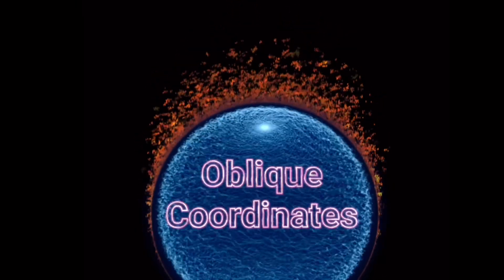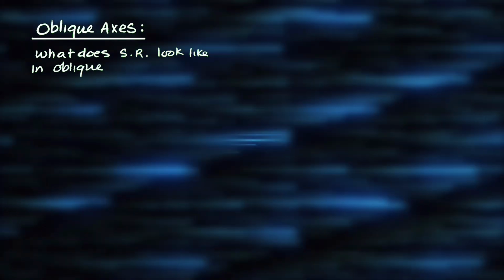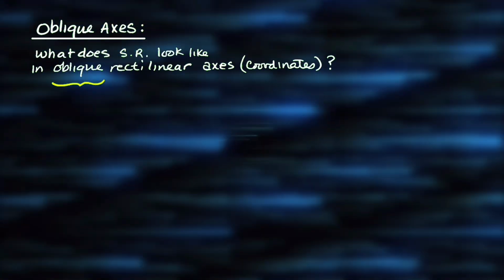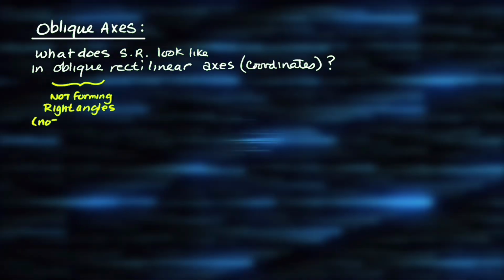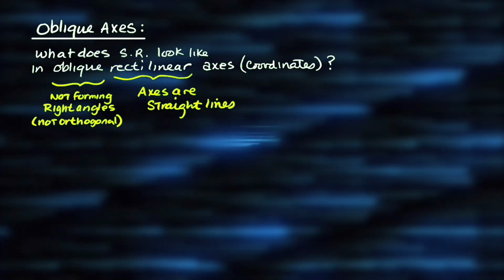Oblique coordinates. Oblique axes. Oblique axes are ones that are not at right angles to each other. So what does special relativity look like in a set of oblique rectilinear axes? Again, oblique means that they do not form right angles. They are not orthogonal. And rectilinear refers to the fact that the axes are straight lines.